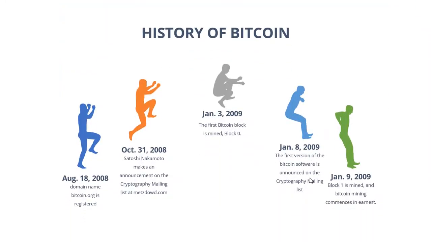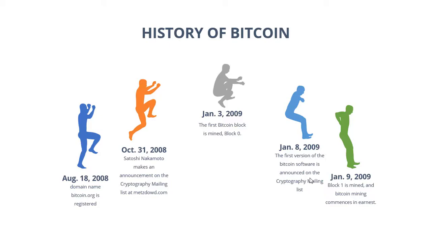History of Bitcoin. August 18, 2008: the domain name bitcoin.org is registered. Today, at least, this domain is WHOIS guard protected, meaning the identity of the person who registered it is not public information. October 31, 2008: a group using the name Satoshi Nakamoto makes an announcement on the cryptography mailing list at metzdowd.com: "I've been working on a new electronic cash system that's fully peer-to-peer, with no trusted third party." This now famous white paper published on bitcoin.org, entitled "Bitcoin: A Peer-to-Peer Electronic Cash System," would become the Magna Carta for how Bitcoin operates today.